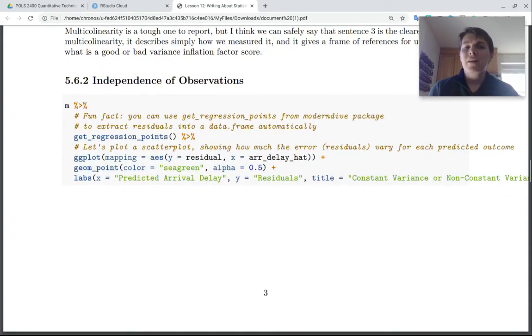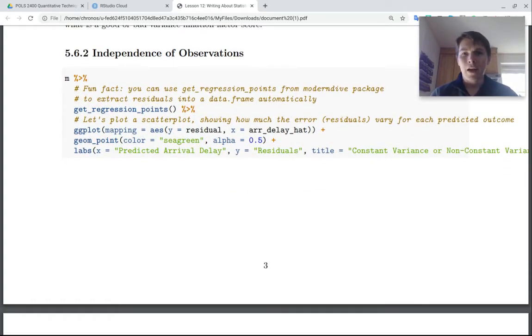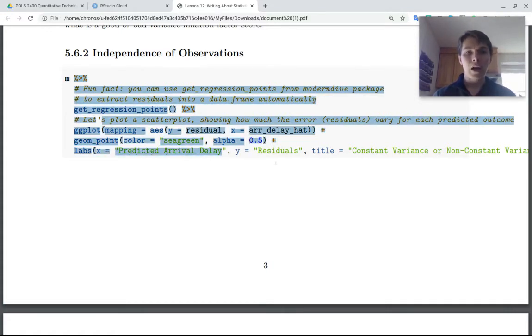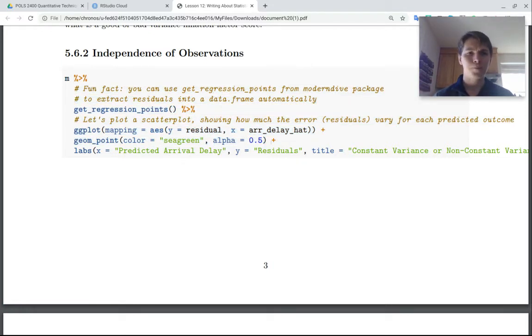How about for independence of observations? This one was kind of hard to teach, let alone to report in easily understandable words. So how do we do this? Well, first, we could visualize whether we've got constant variance or non-constant variance. And just to recap, what is that again?